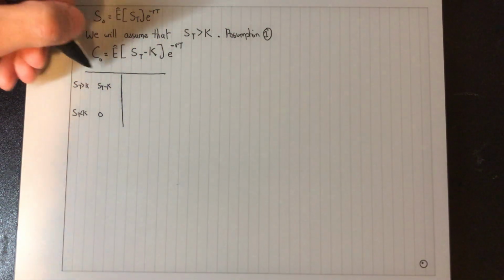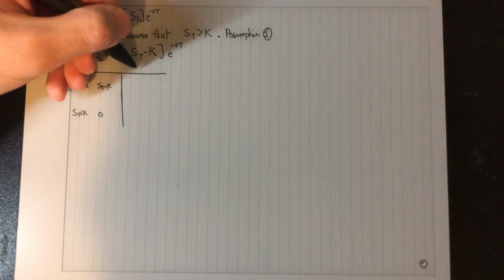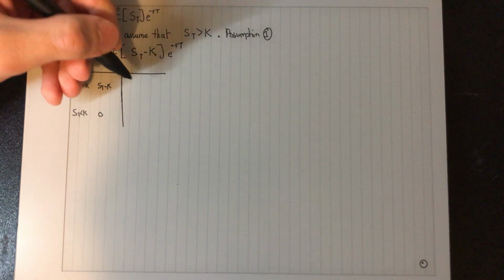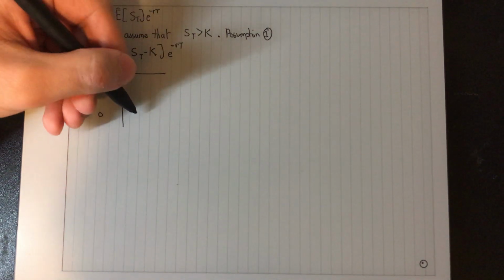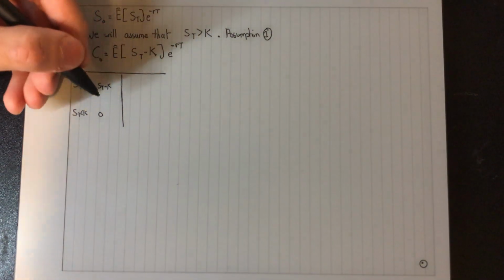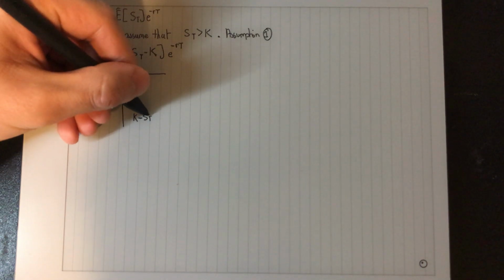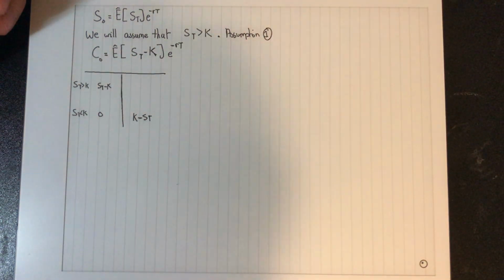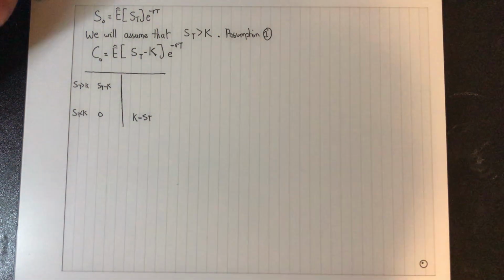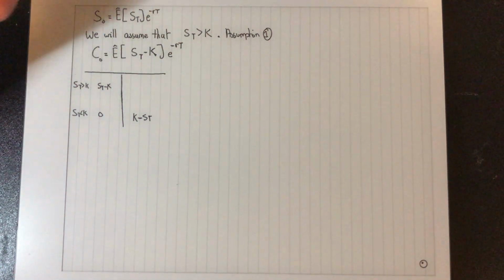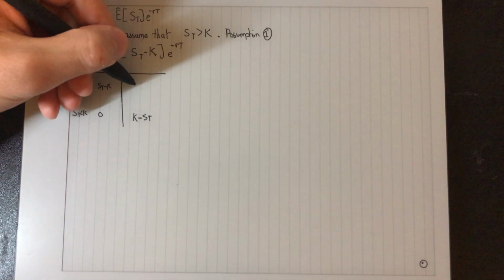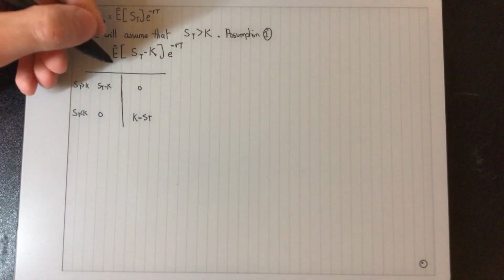Similarly over here, so this is a call option. And over here, if we're looking at it from the perspective of the put option, we will get the value of K minus ST over here. And over here, we would get simply 0.